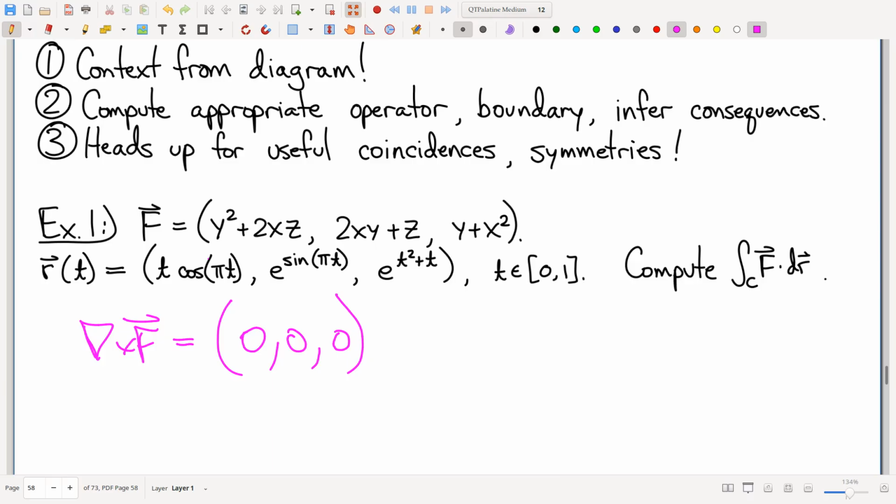Okay, is everybody happy with this one? The details I'm going to let y'all fill in. All right.